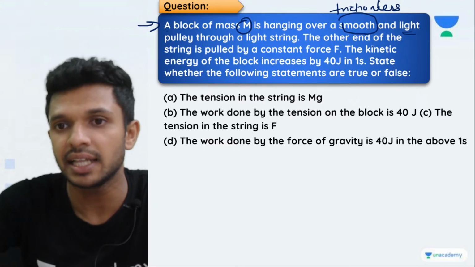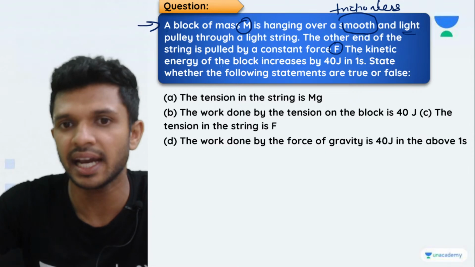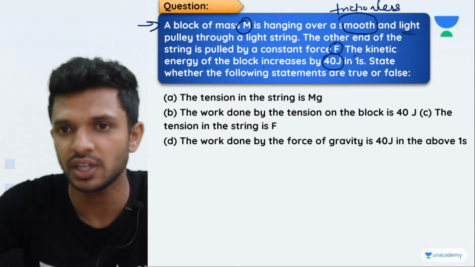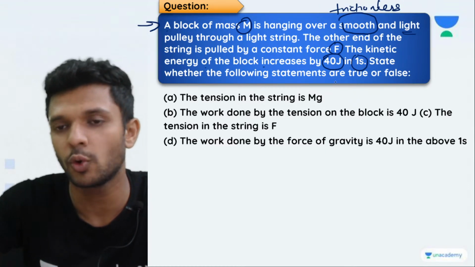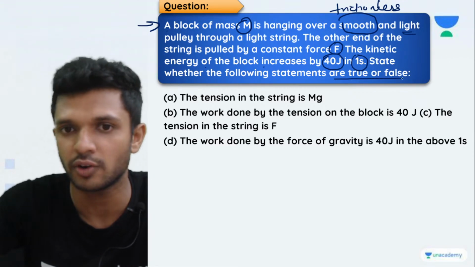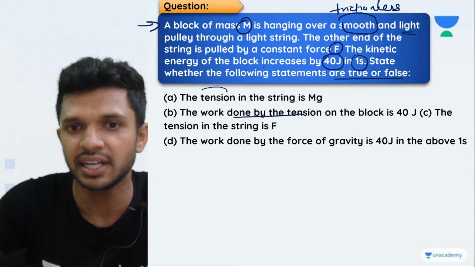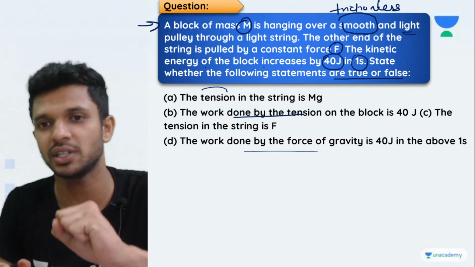Okay. The other end of the string is pulled by a constant force F. The kinetic energy of the block increases by 40 joules in 1 second, right? State whether the following statements are true or false. The statements are about tension, work done by the tension, and work done by the force of gravity. These are the informations given.